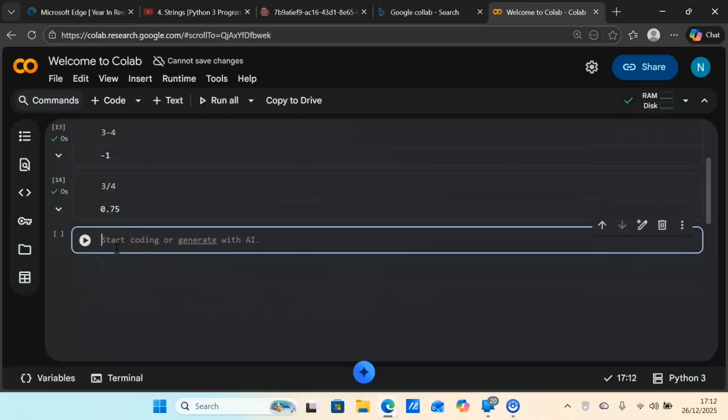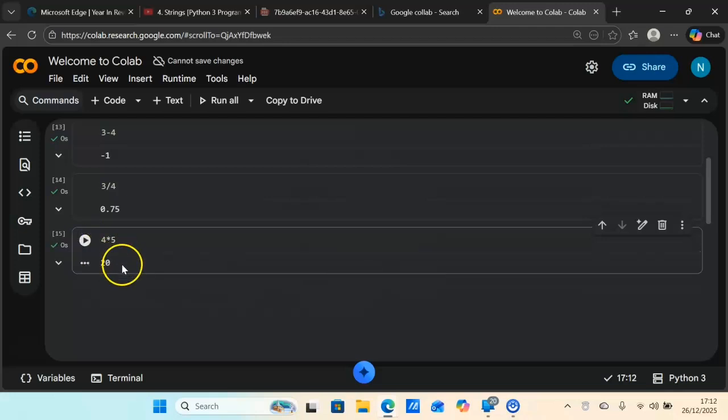Let's say I've been asked to multiply two numbers. Let's say I've been asked to multiply 4 by 5. In this, you're going to use the star sign for it. It's going to be 4 times 5. When you run this, you have 20.